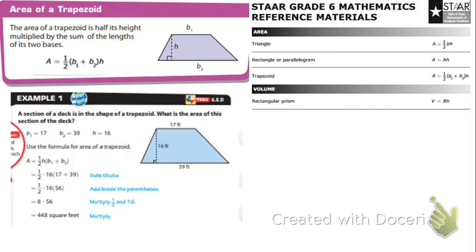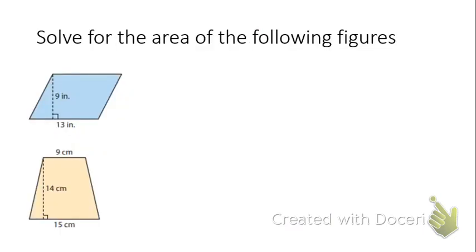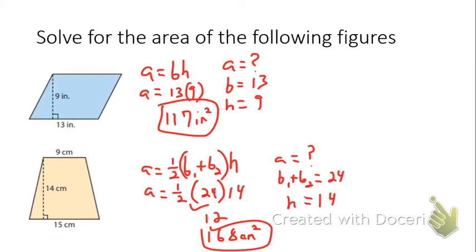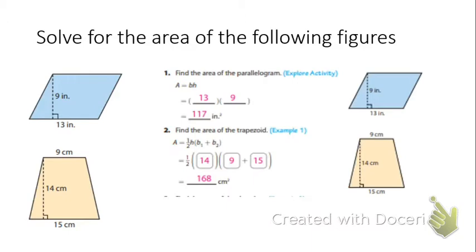All right, and there's the example that we just went over. I'd like for you all to please go ahead and solve for the area of both of those figures. All right, you all should have had 117 inches squared for that parallelogram, and you guys should have had 168 centimeters squared for the trapezoid.